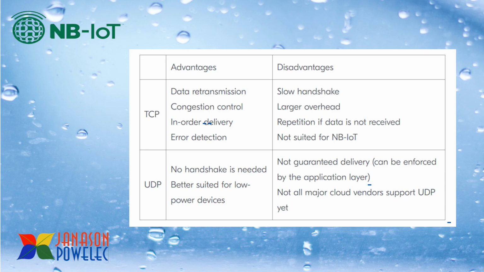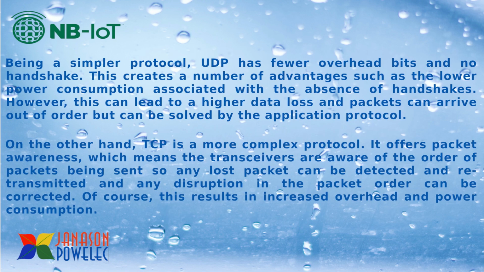Not all major cloud vendors support UDP yet. Being a simpler protocol, UDP has fewer overhead bits and no handshake. This creates a number of advantages such as the lower power consumption associated with the absence of handshakes. However, this can lead to higher data loss and packets can arrive out of order, but it can be solved by the application protocol. On the other hand, TCP is a more complex protocol.